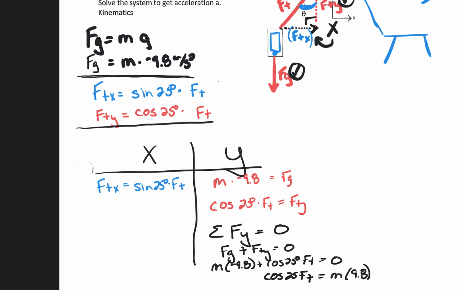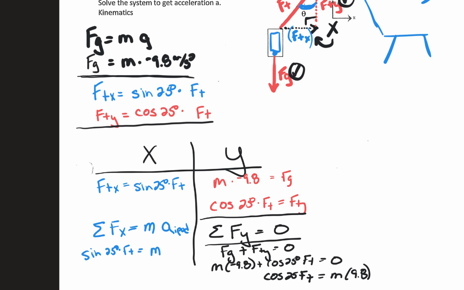Unsolvable. Now, in the x direction, the sum of the forces doesn't add up to 0, right? They add up to the mass of the iPod times its acceleration. And the acceleration of the iPod is going to be the same as the acceleration of the plane. They are attached to each other, after all. And we have an expression that we can plug in. We're just doing substitution of our formulas: sine 25 times ft equals m times a.